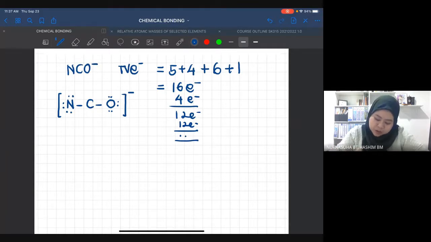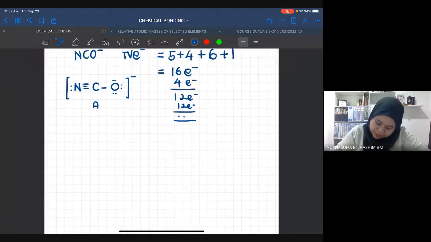Okay, so jangan lupa kena octetkan setiap atom. So kita ambil double bond, kita letak. Okay, kita form double bond. Okay, we can take another lone pair and we form triple bond. Okay, so basically this is your first structure. So letaklah A ke B ke C ke, nak letak 1, 2, 3 ke boleh.